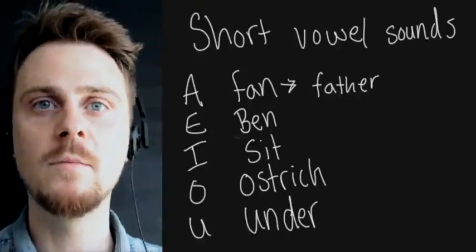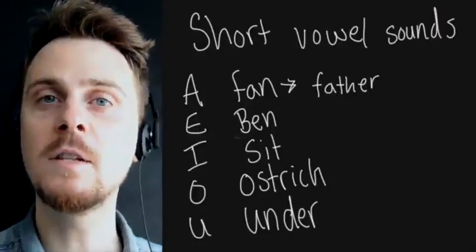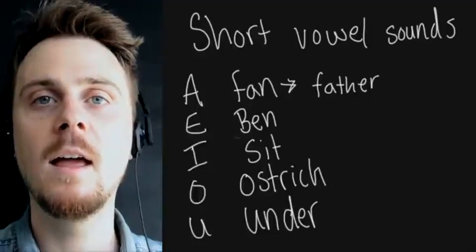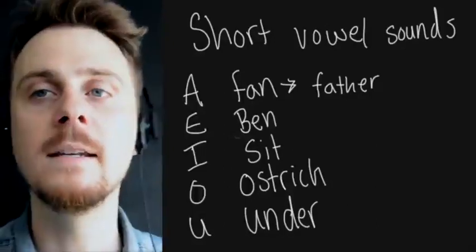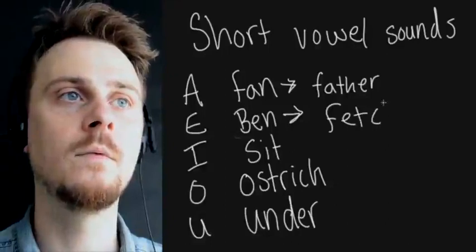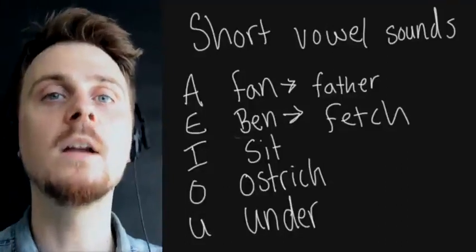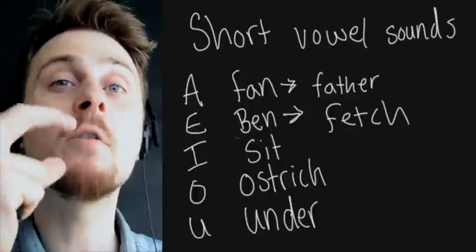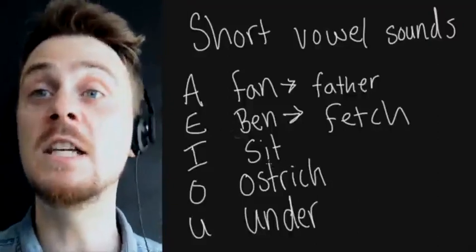Also, for this short E sound, the tongue is totally relaxed. For the A sound, we had the tongue a little bit back in the mouth, and in this one, we have the tongue totally relaxed. It does absolutely nothing. So it should be more relaxed than the short A sound. Example, ben. Fetch. Notice when I say the A sound, my mouth is much bigger, right? Seems more relaxed. Okay? The next one is the short I sound.